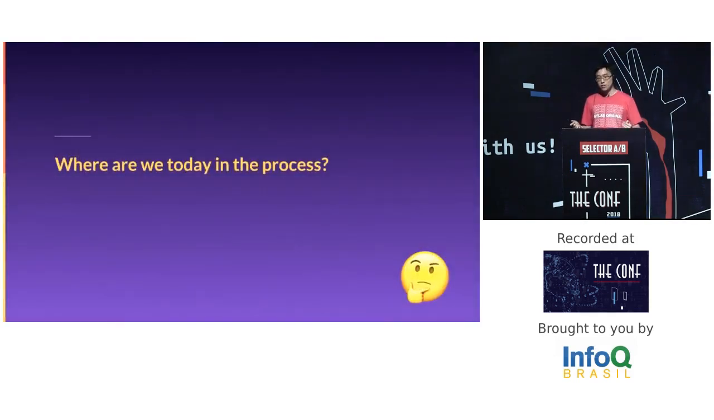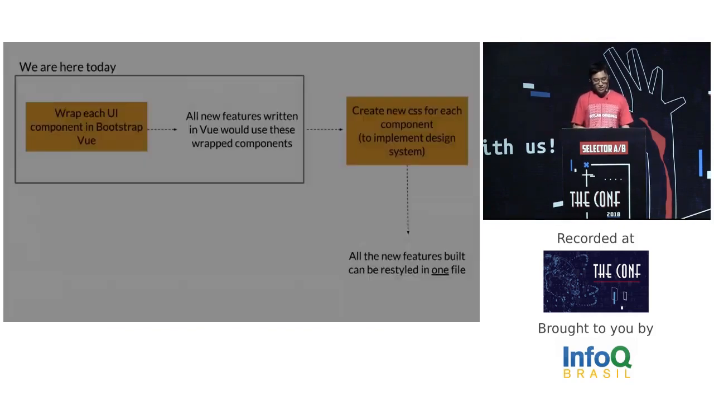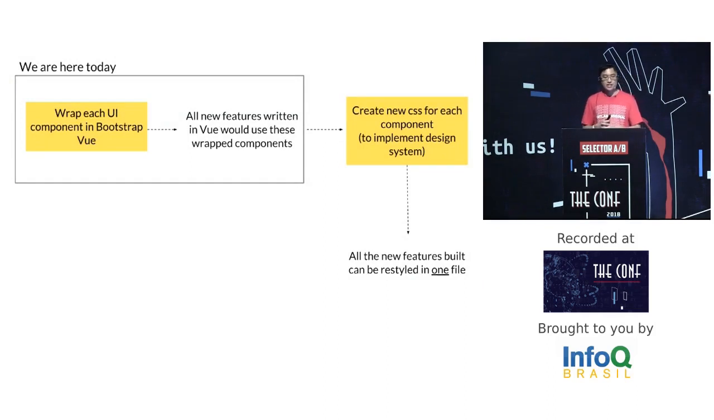So you might be asking, where are we today in this process? This all sounds like happy things, but this also sounds like a very long process. So we are here today in this step. We are wrapping the components and we're delivering it to the team to utilize to speed up their development and also to prepare us for our next phase. And we named this Vue component library GitLab UI.